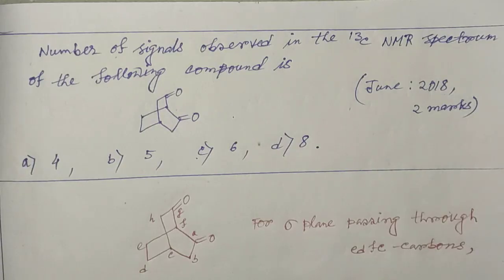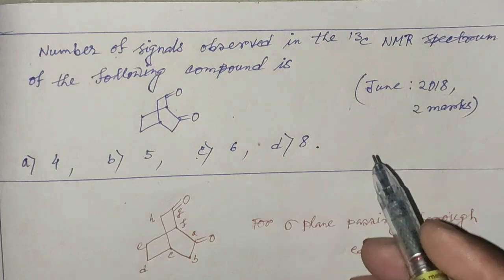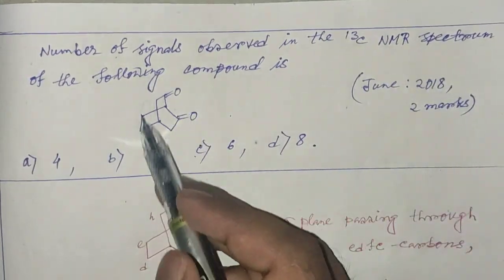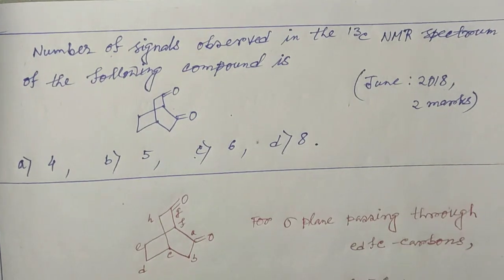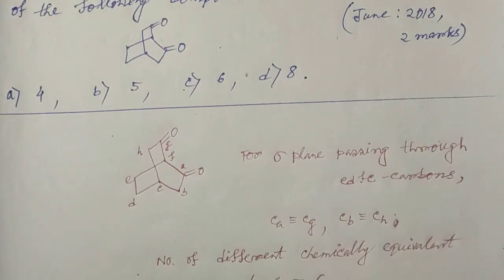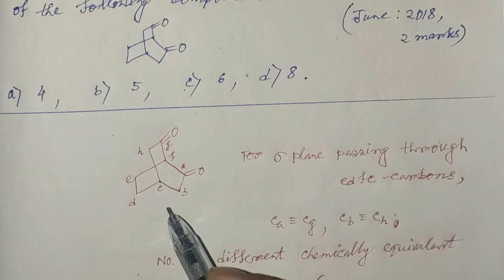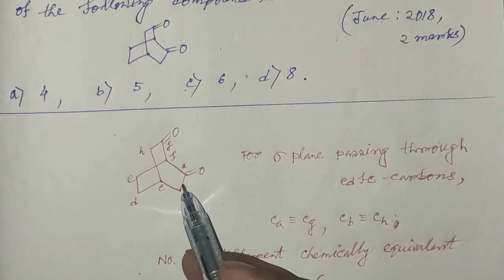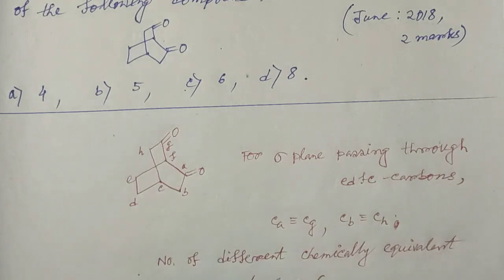Similarly, this question was asked in June 2018 for 2 marks. Here it was asked how many signals are observed in the 13C NMR spectrum of this compound. Similarly to the previous one, we have to calculate how many equivalent carbon atoms are present within this molecule.